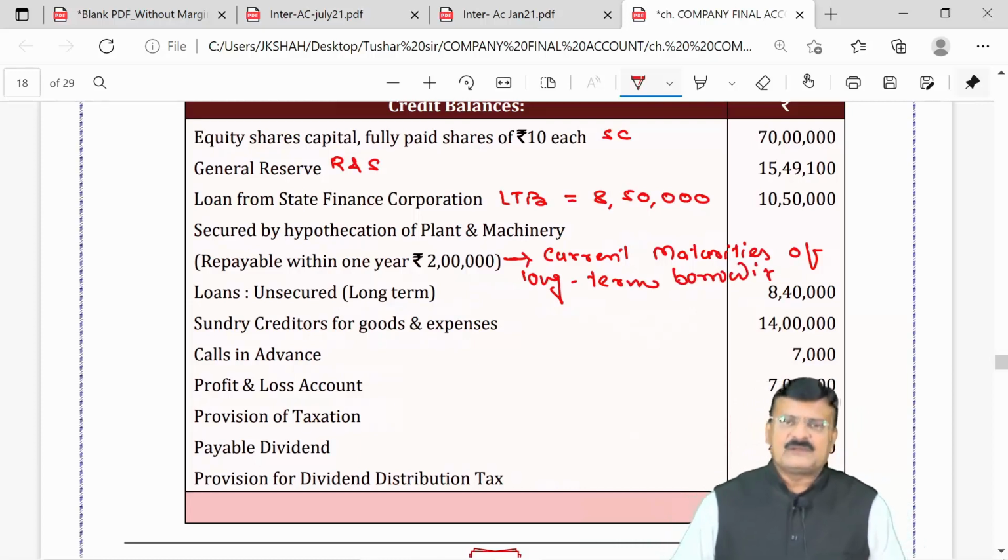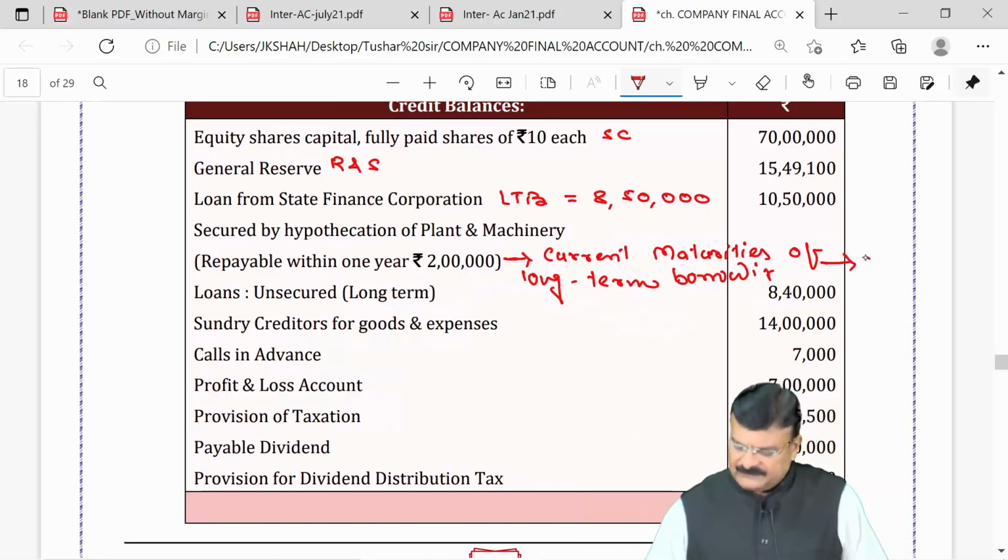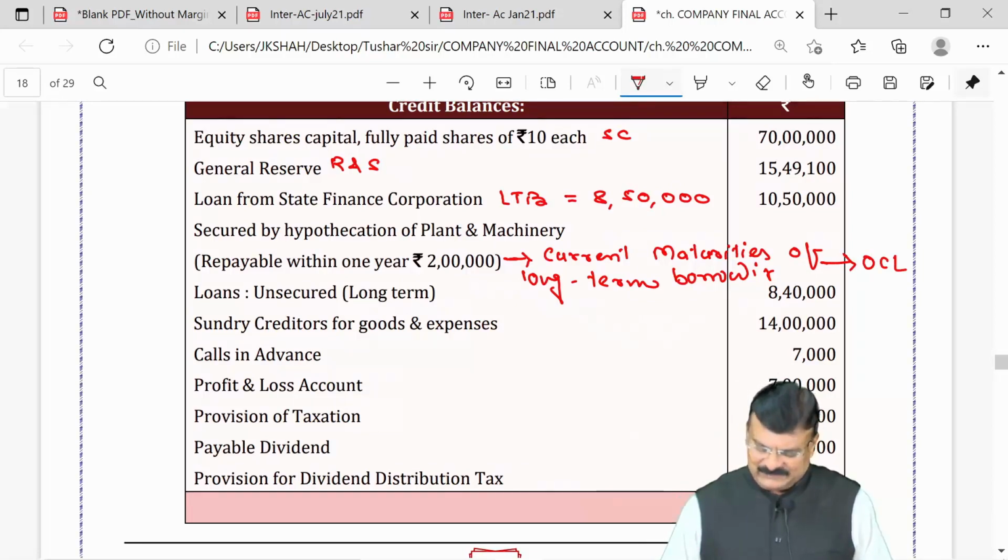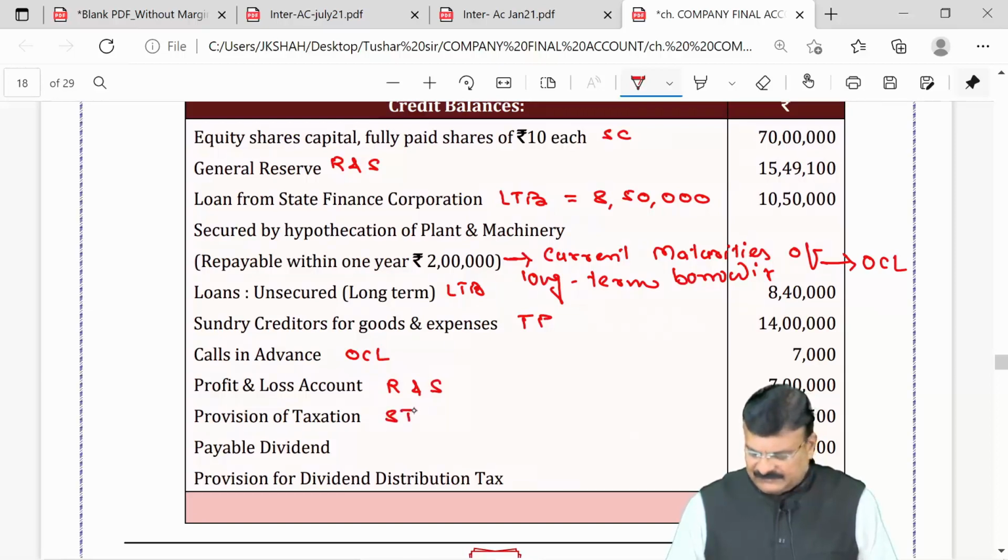And this current maturities of long-term borrowing goes to other current liabilities. Next, loans, unsecured, long-term is a long-term borrowing. Sundry creditors for goods and expenses is trade payable. Calls in advance, other current liabilities. Profit and loss is reserves and surplus. Provision for taxation is short-term provision.